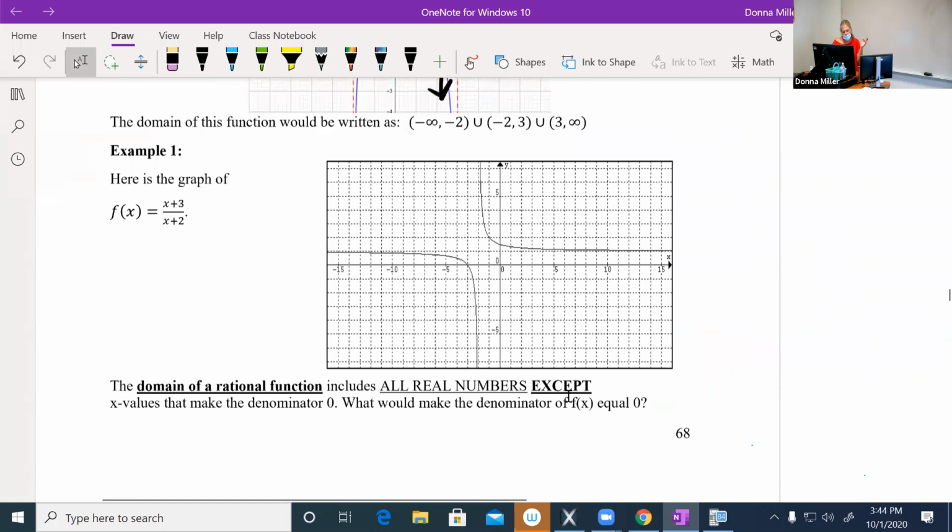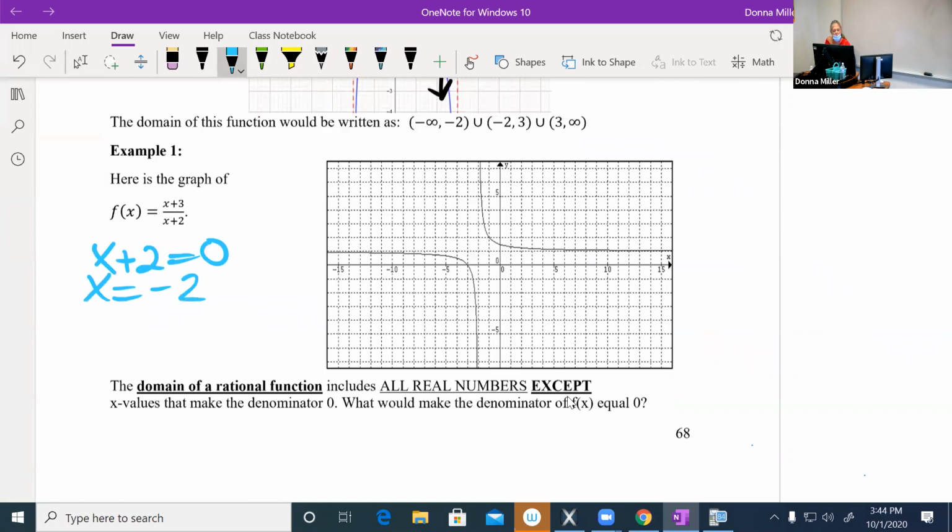So here we go. Here's the graph of (x plus 3) over (x plus 2). If I said x plus 2 equals 0, I get x equals -2. That would be my vertical asymptote. So here at -2, if I draw a dotted line, that's my asymptote. See, it never crosses that vertical asymptote. The graph will never cross it. x can't be -2. So I know my domain, x cannot be -2, right? It's not allowed. So how do I say that?